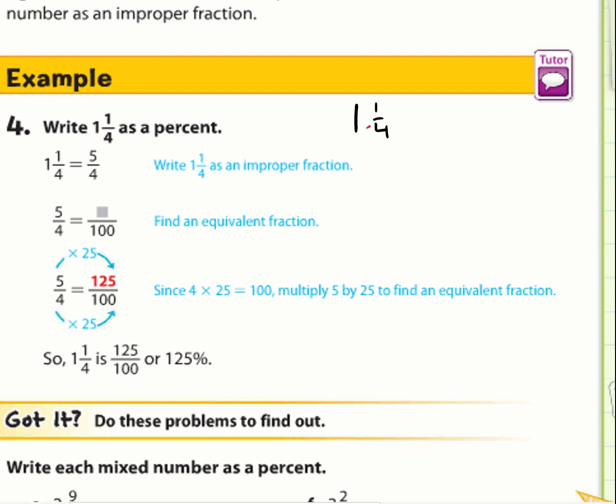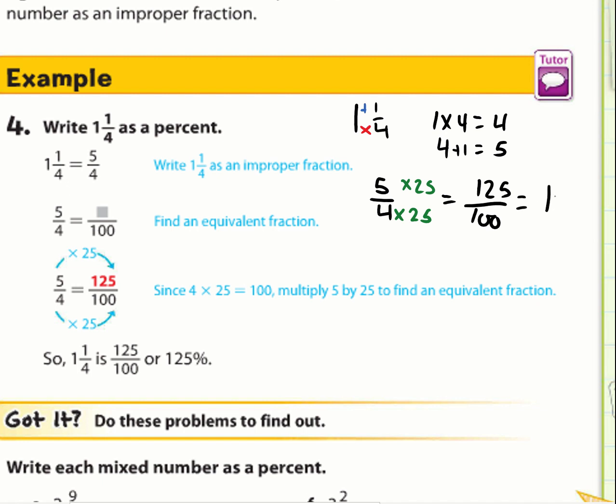So we're going to multiply and then add. So 1 times 4 equals 4. 4 plus 1 equals 5. So we're at 5 over 4. And then to get to a percent, same rules: the denominator needs to be 100. So I'm going to multiply the top and the bottom, and I get 125 over 100. So that means I have 125%.